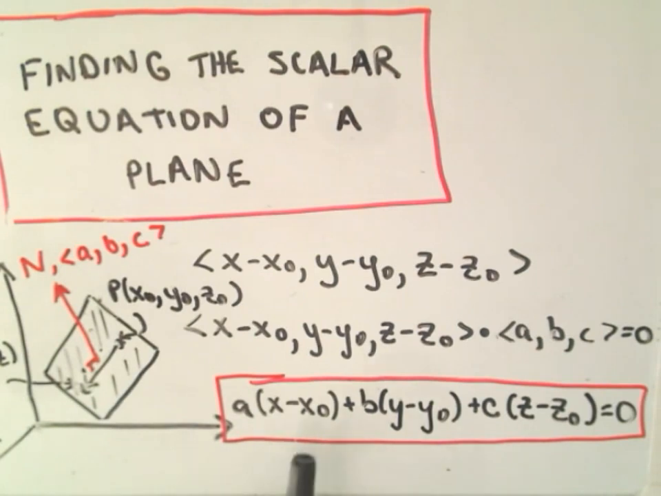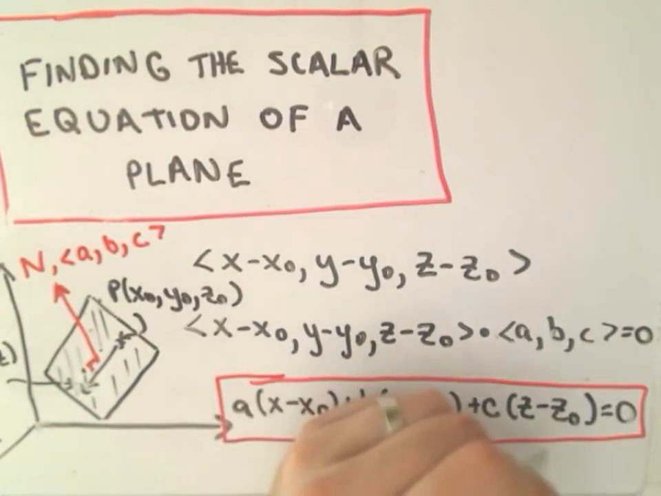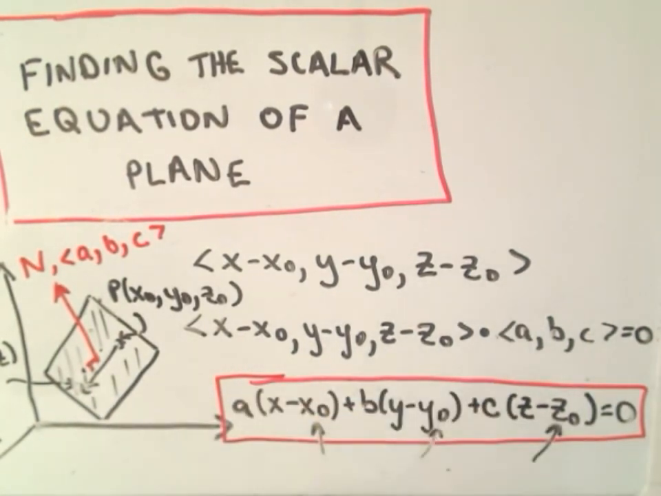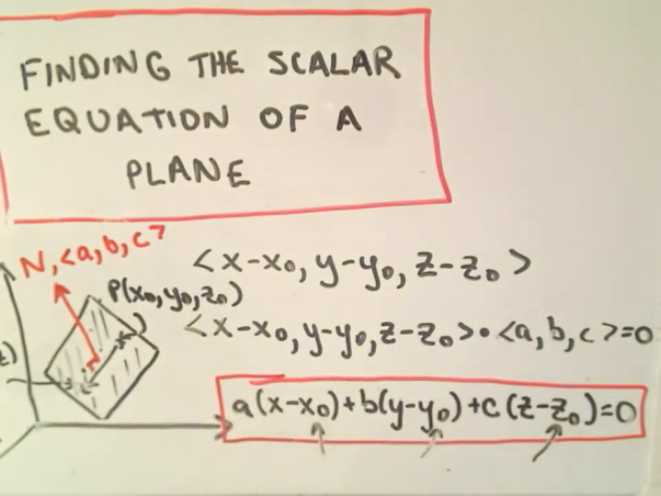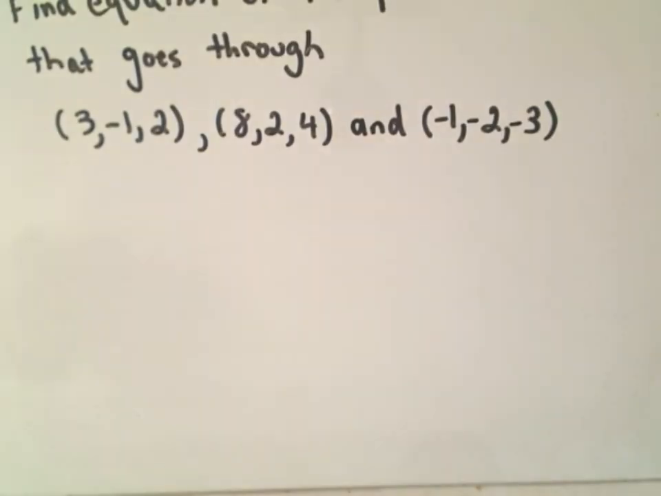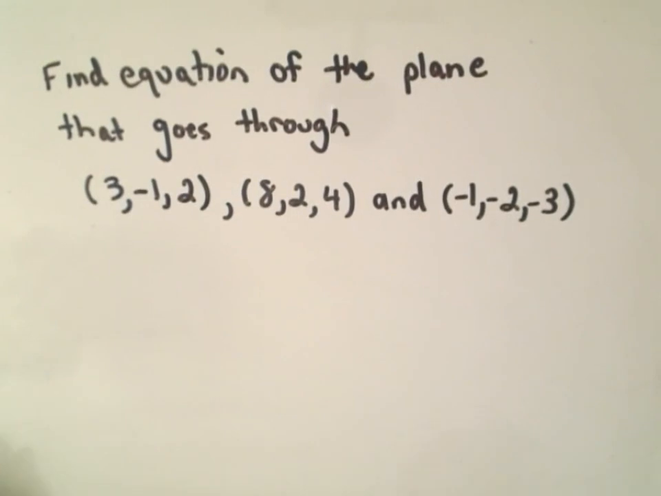Ultimately it says you need to know a point in the plane, x naught, y naught, z naught, and you also need to know the components of a normal vector, and that'll be enough to get you what you need. So, okay, in this problem, I'm going to find the equation of a plane that goes through the points 3, negative 1, 2, 8, 2, 4, and negative 1, negative 2, negative 3.